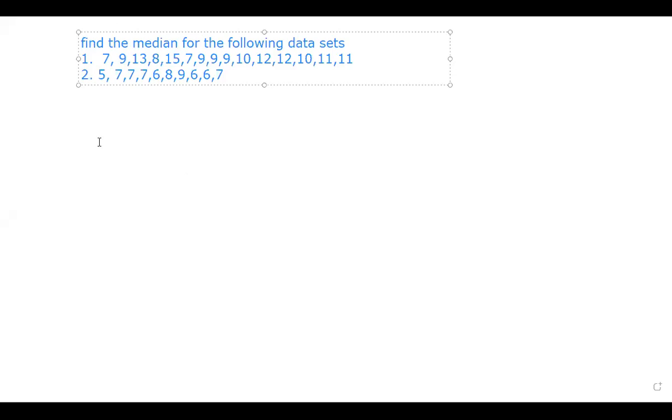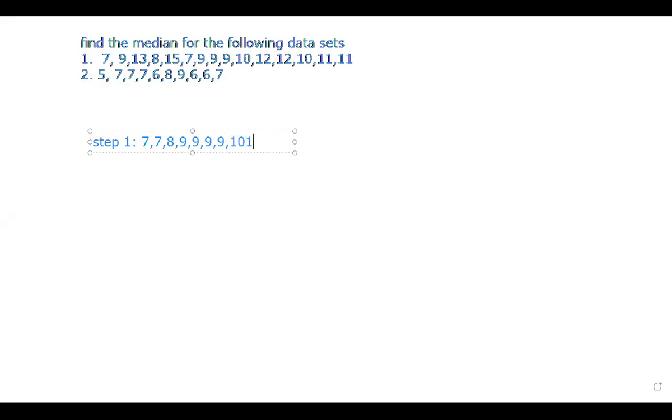So the first one. We arrange them in ascending order. So step 1, ascending order. So let's go: 7, 7, 8, 9, 9, 9, 9, 10, 10, 11, 11, 12, 12, 30, 15.